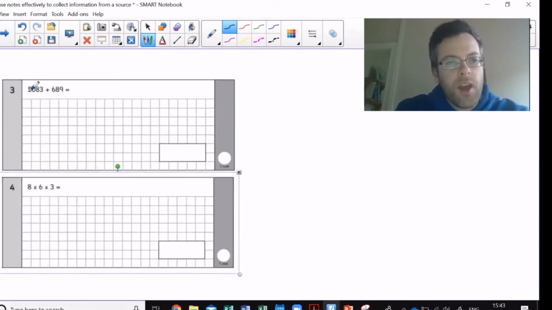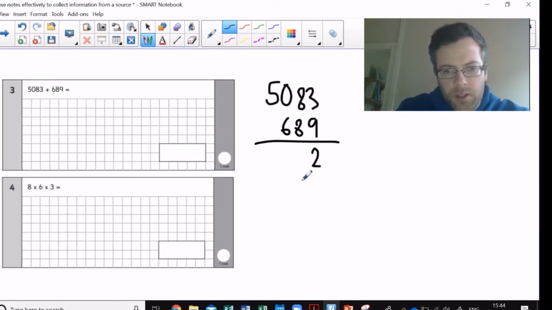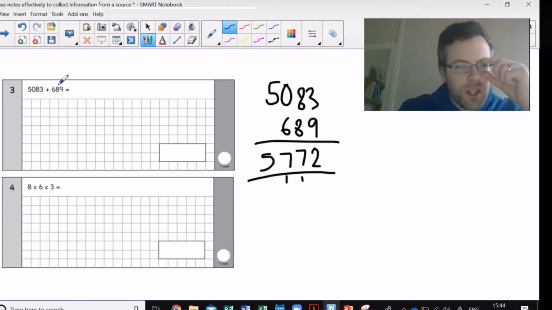Question 3. 5,083 adds 689. It's not a pleasant one. I can't see a quick one there, so I'm going to use the written addition method. Someone might correct me and find a quick way. So we've got 12 ones, 16 tens plus that one is 17 tens, 600s plus that one is 700s, and the 5,000s: 5,772. I'm happy with that because it's like 5,689 plus a bit.